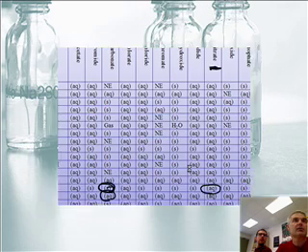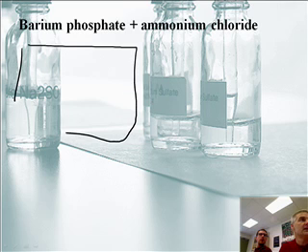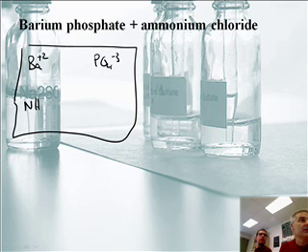I think we got a couple more to do. All right, barium phosphate and ammonium chloride. Start with the box. So barium is Ba plus 2. Phosphate is PO4 minus 3. And then we've got ammonium, NH4 plus 1, chloride, Cl minus 1.